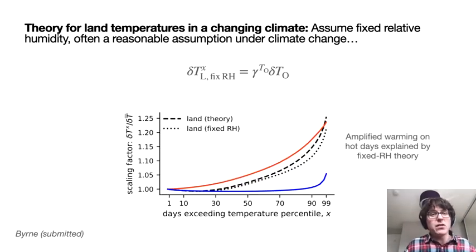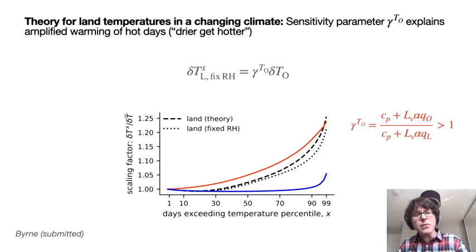So here I'm showing this fixed relative humidity version of the theory applied to the simulations as the dotted line here. And we see that again, it's not perfect. It doesn't capture exactly what the simulations are doing, but it does capture a key feature of the simulated land temperature responses, which is this amplified warming of hot days. So that's a result that doesn't rely on changes in relative humidity and can be predicted just as a function of the ocean temperature change and this gamma parameter, which just depends on quantities in the control climate and physical constants.